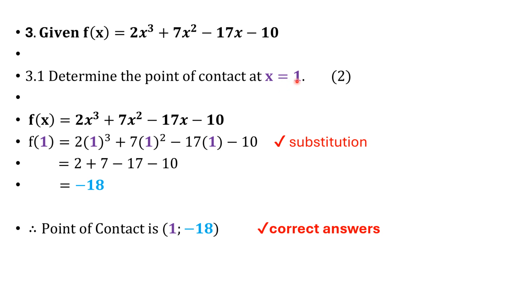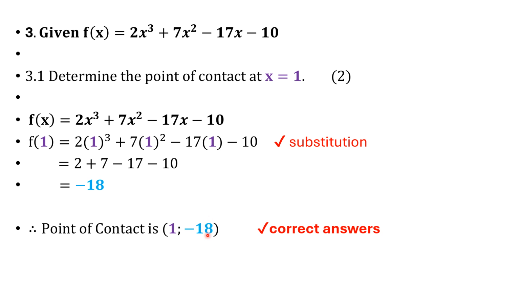So we're going to substitute 1 into the original equation. So f of x becomes 2 times 1 cubed plus 7 times 1 squared minus 17 times 1 minus 10. 1 times 2 gives me 2, 7 times 1 gives me 7, minus 17 minus 10. So minus 27 plus 7 gives me minus 20 plus 2 gives me minus 18. So my point of contact where the two graphs would meet would be x value 1, y value negative 18.